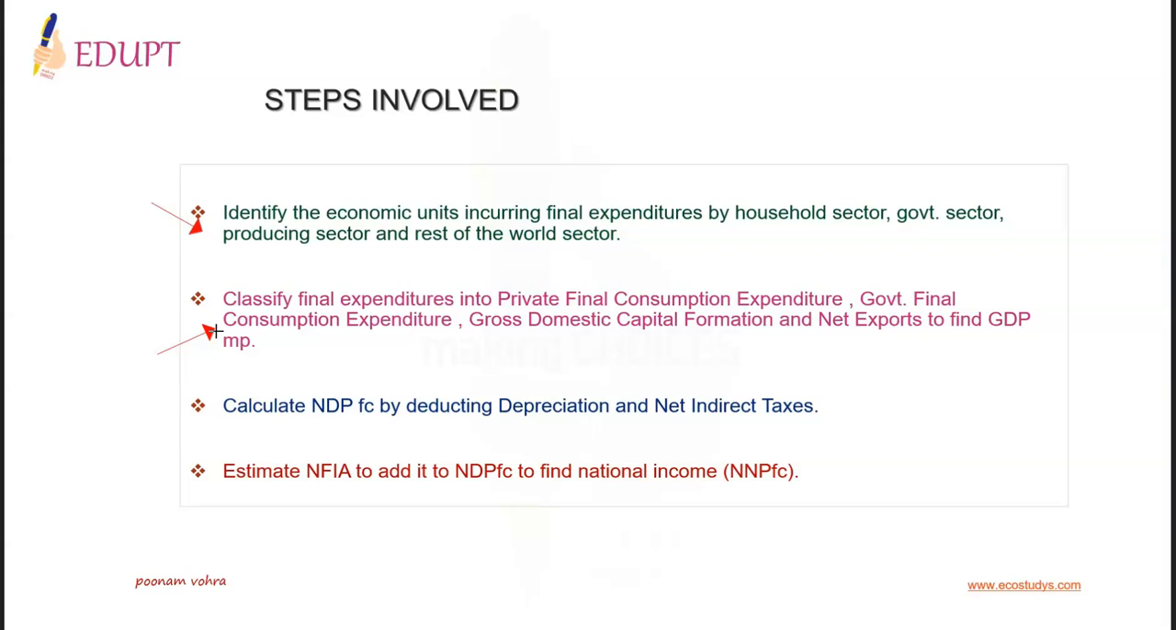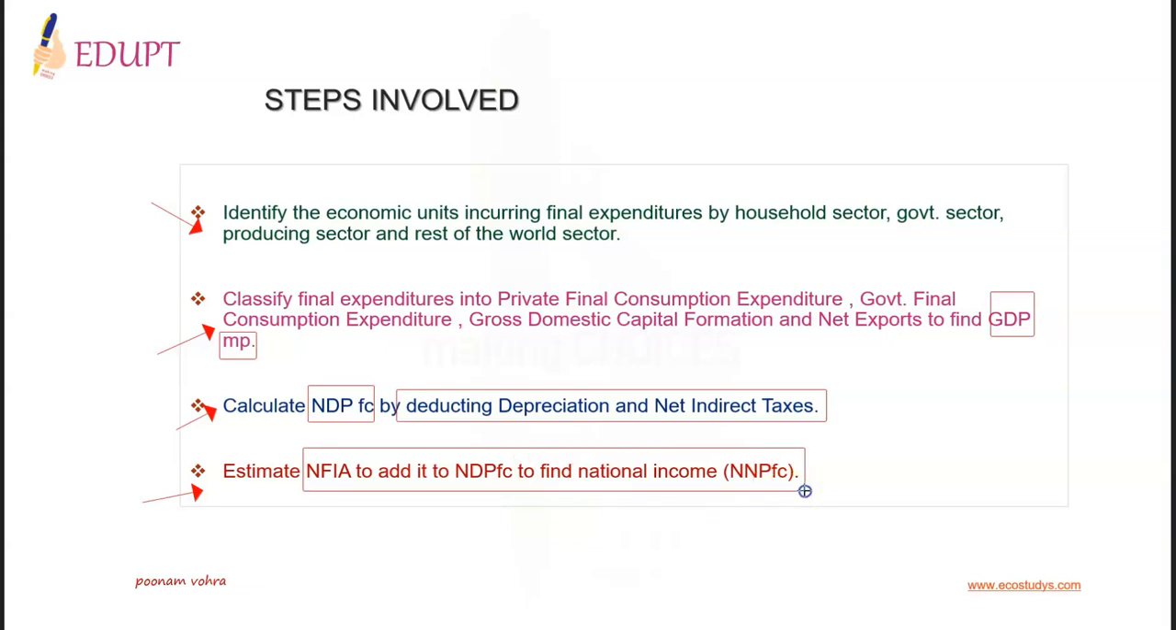Now one has to find domestic income, which is NDP at factor cost. So one needs to then deduct depreciation and net indirect taxes from GDP at market price to get NDP at factor cost. Then one needs to estimate net factor income earned from abroad and add it to NDP at factor cost to get NNP at factor cost or national income.